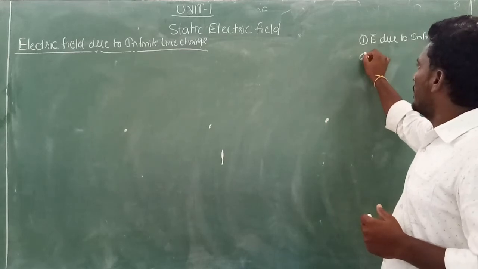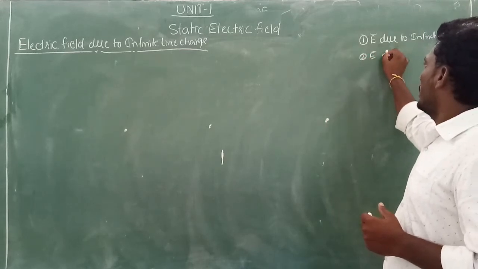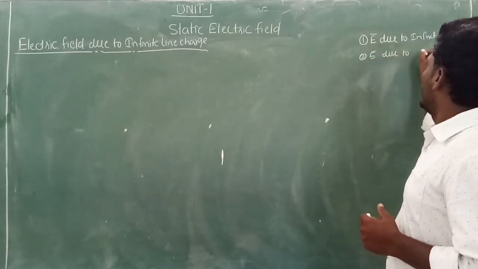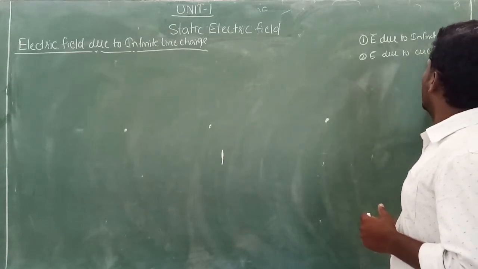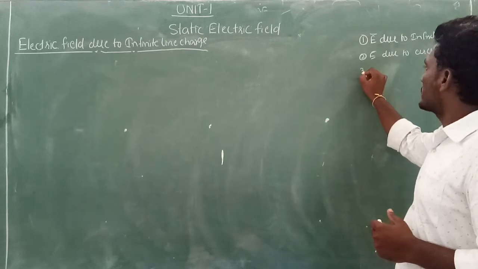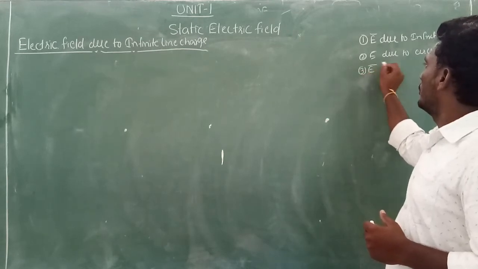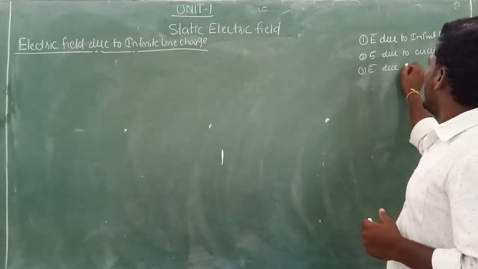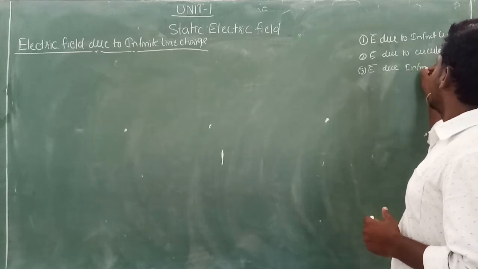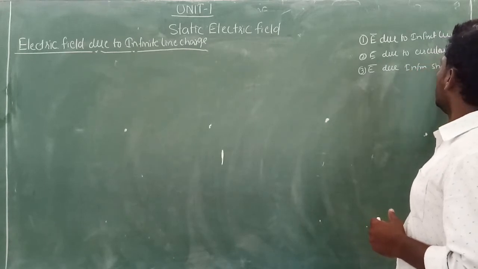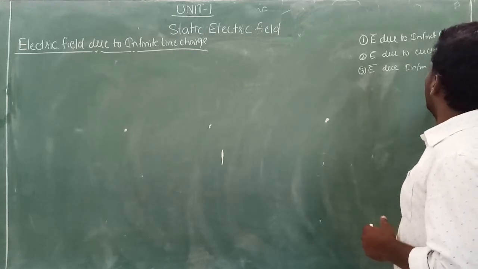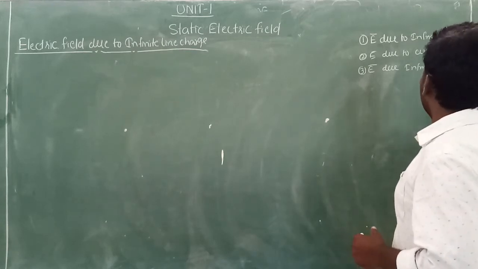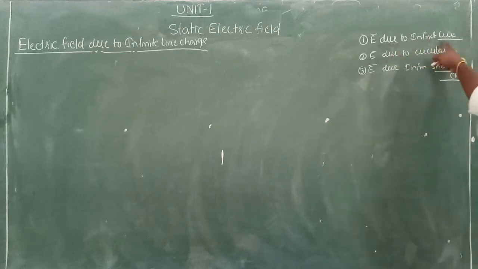Next, the E bar due to circular ring, and the last one is E bar due to infinite sheet of charge. And the first one is about line charge. There is a difference between the first and third. This is the E bar due to infinite line charge, and E bar due to infinite sheet of charge.